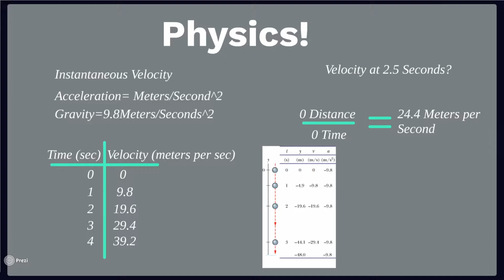Using these equations, we can find the instantaneous velocity of an object, in this case an object in free fall. To find the velocity at 2.5 seconds, we basically go no distance and no time, but end up traveling at 24.4 meters per second. We can also use limits in terms of pi or e.